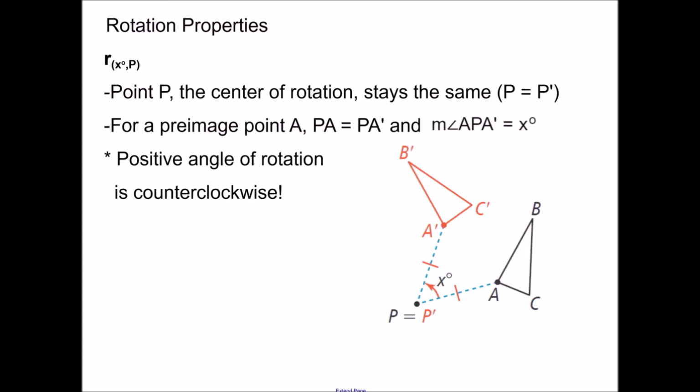So a positive angle of rotation is considered to be counterclockwise. If you're rotating against the clock, then that's a positive angle. If you're rotating clockwise, that would be considered a negative angle of rotation.